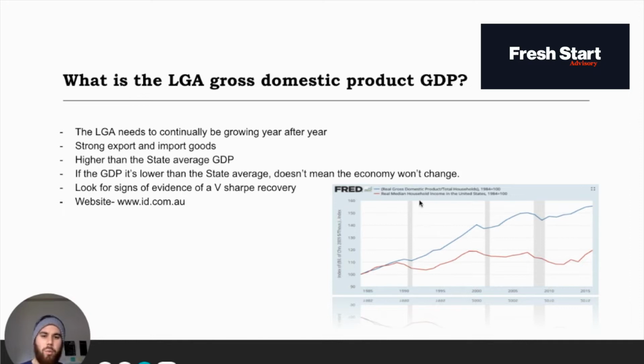Now this is Fed, which you can look at for your Australian GDP. But when you want to start targeting your smaller markets, like your Australian regional towns or your capital cities, you've got ID profiles here, or you've got your ABS data. Now I like to use your ID profile, very clear, very understandable. It breaks it all down for you.